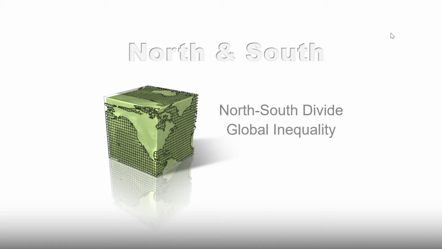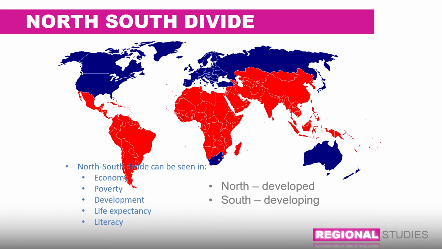My today's topic is about global inequality, and more precisely about the theory of division between the developed countries and the developing countries, known as the North and South divide. So this is the map of the world, and according to this theory, the most developed countries are located in the northern hemisphere, while the least developed countries are located in the southern hemisphere. We also call them EDC, economically developed countries, and LDC, least developed countries.